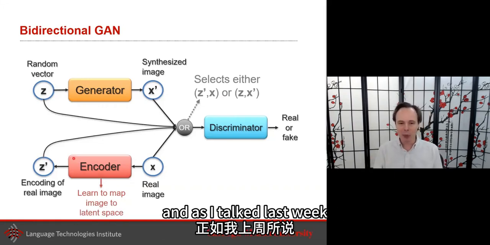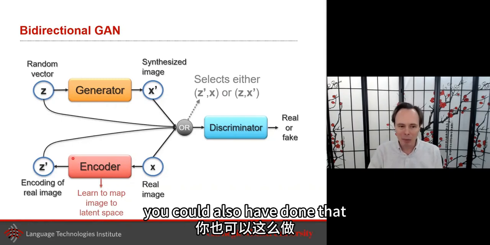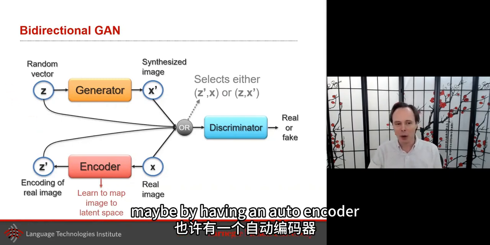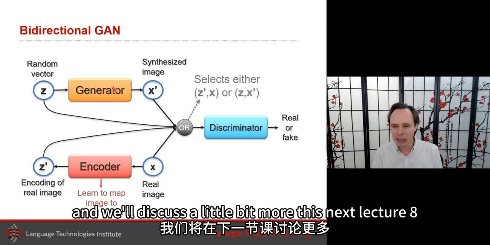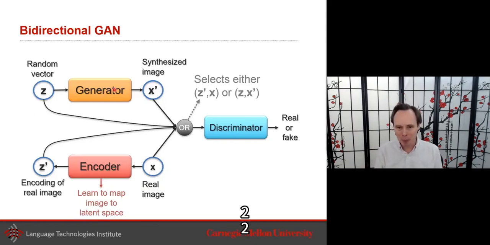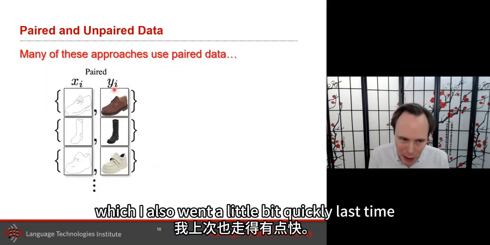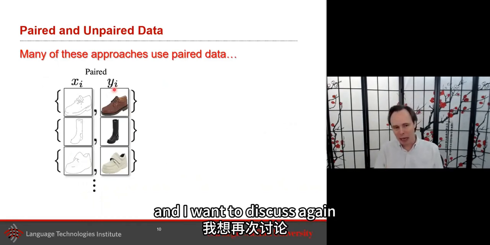And as I talked last week, you could also have done that maybe by having an autoencoder as the input. And we'll discuss a little bit more of this in the next lecture, 8.2.